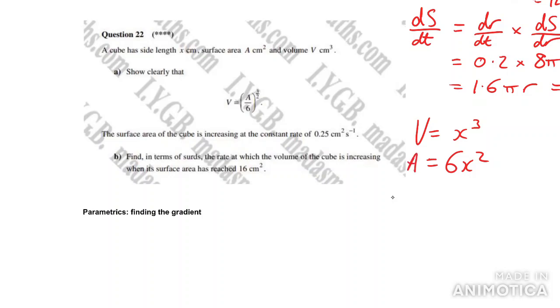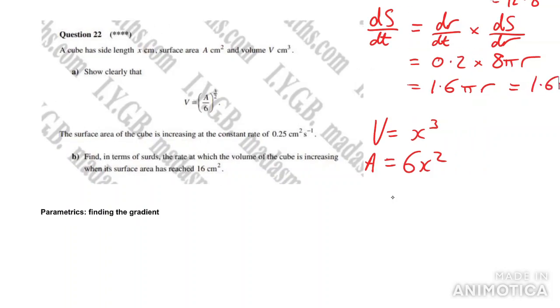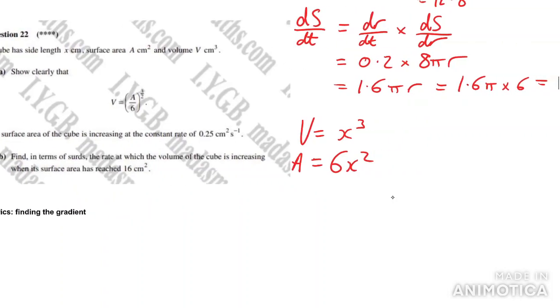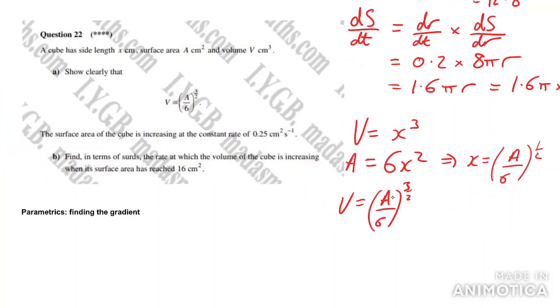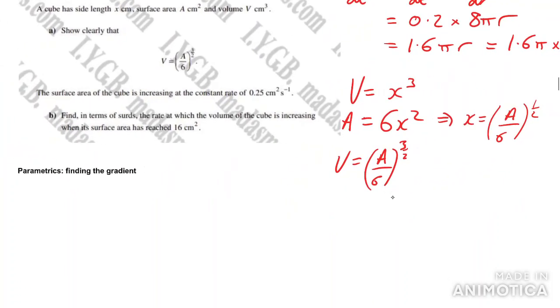Well, in other words, now we've written those two things down, we just need to eliminate x. So if we rearrange this for x, we get x equals (A/6)^(1/2). And so V is equal to (A/6)^(1/2) cubed. So (A/6)^(3/2), which we get immediately. Okay. The surface area of the cube is increasing at the constant rate of 0.25 centimeters squared a second. So dA/dt equals 0.25.